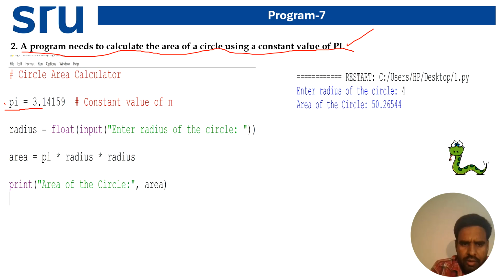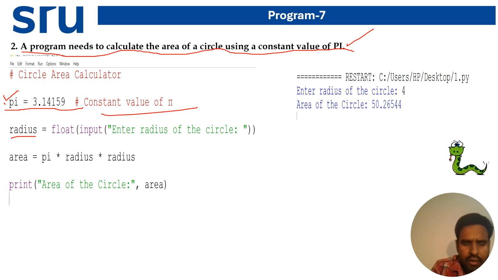Pi equal to, I am giving the constant value of pi. So I am taking pi equal to 3.14159. I am defining the value of pi here. Now I am going to take the radius. Radius equal to what? We want the input as a radius.